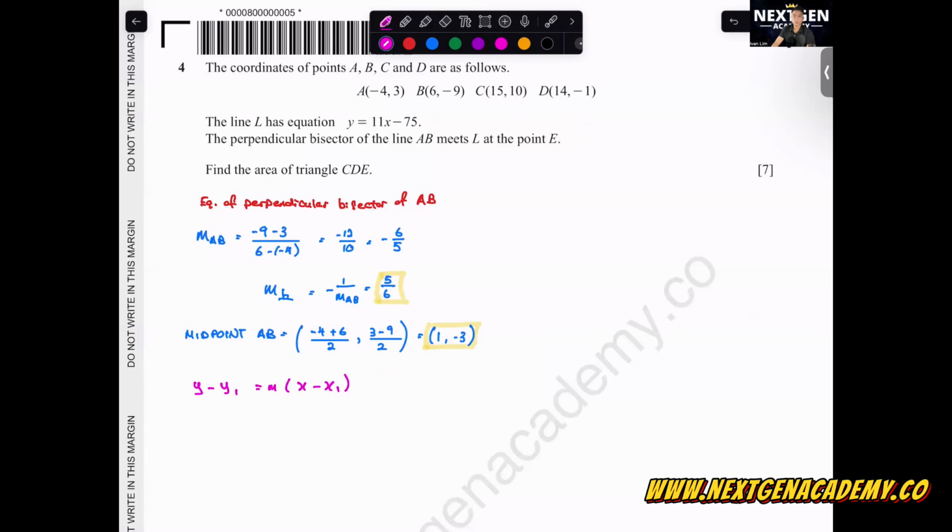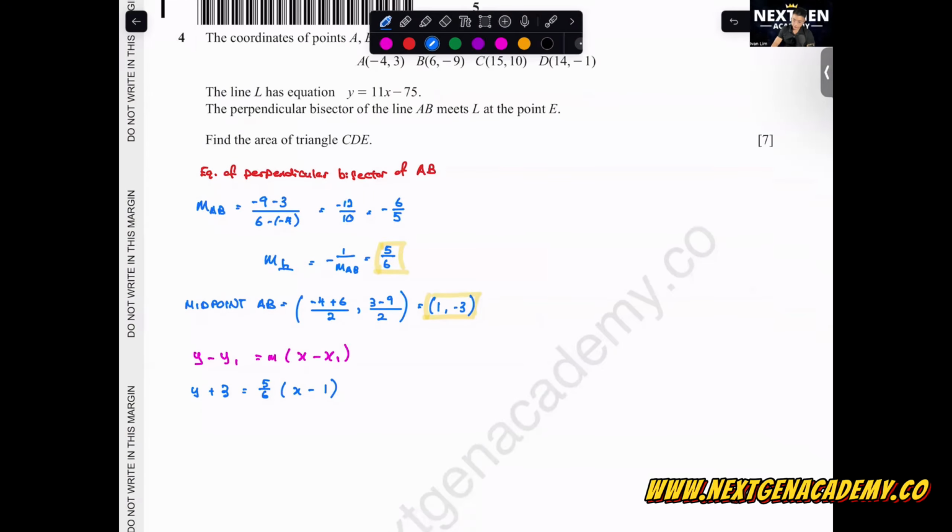Remember, you don't want to use y equals mx plus c because the mark scheme normally will write y minus y1 equals m times x minus x1. This is where you get the marks. So y plus 3 equals 5 over 6 times x minus 1. Normally when this is the equation of the perpendicular bisector of AB, this is where you get the marks already. You don't have to expand until y equals mx plus c to get the full marks. Okay, this is normally for math, but for another subject, you all have to do it. All right, now we got the equation of the perpendicular bisector already. If you want to simplify it, it's up to you.